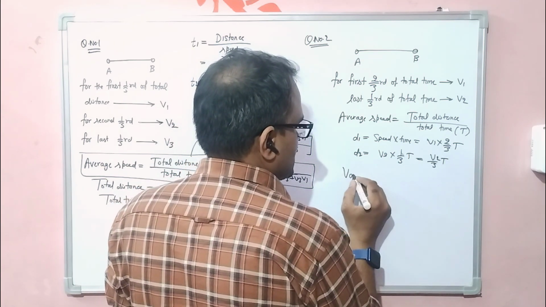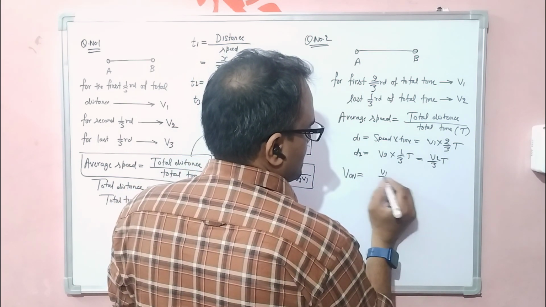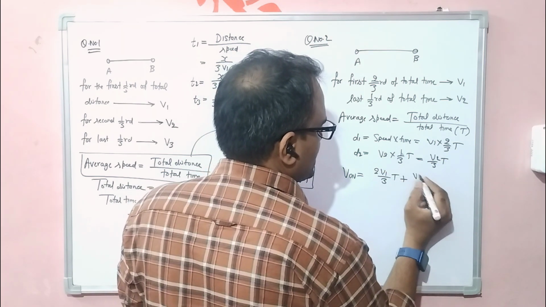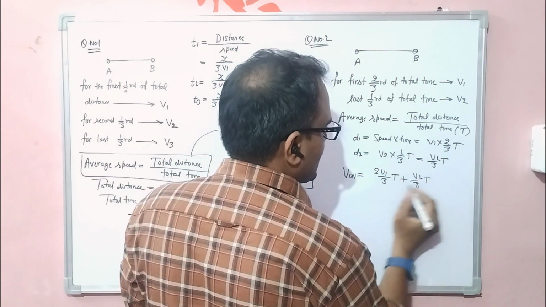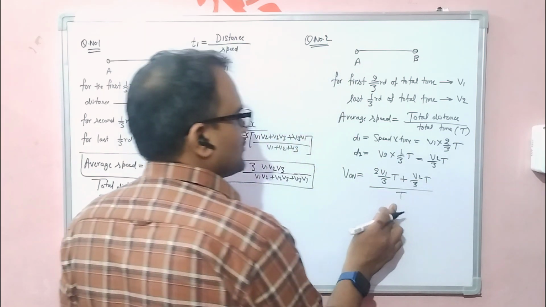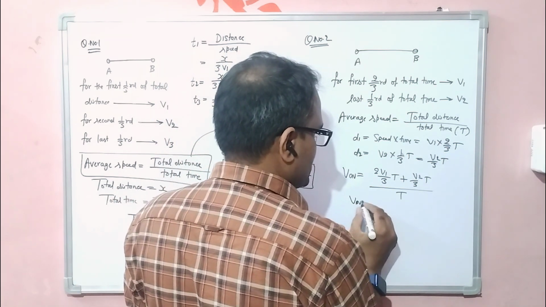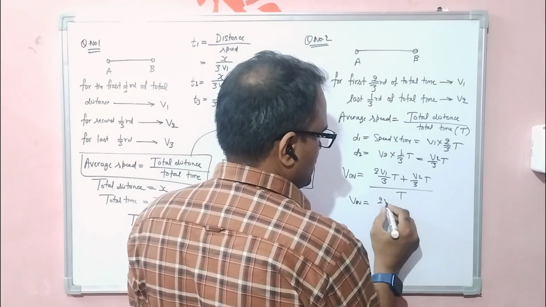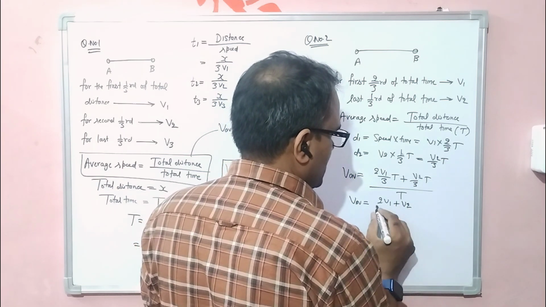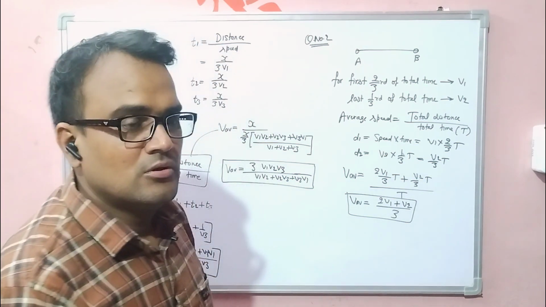Now v average is (2v1 upon 3 capital T plus v2 over 3 capital T) divided by capital T, right? Capital T is the total time. So if I solve it further, then I get v average is equal to (2v1 plus v2) over 3. So this is the solution of question number 2.